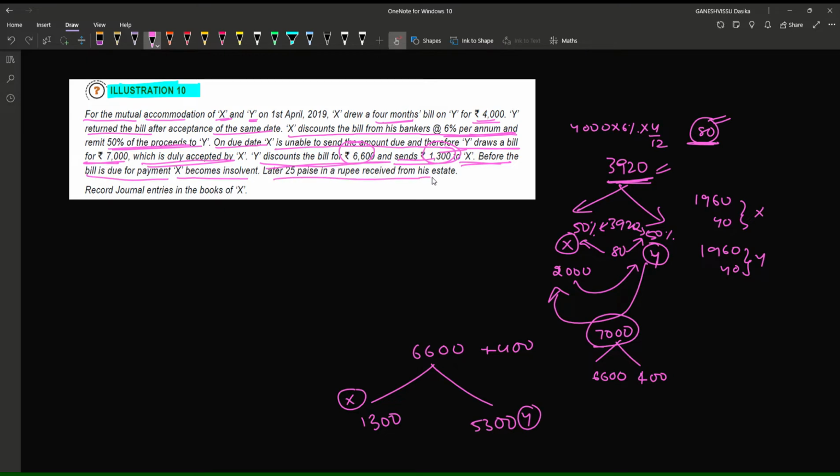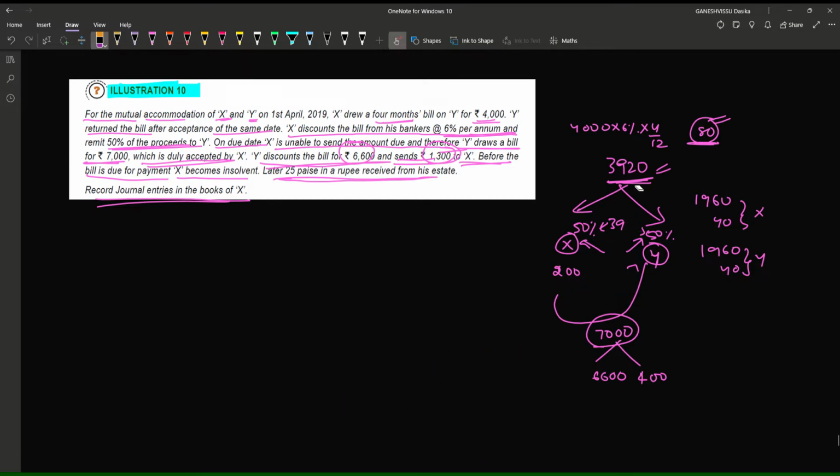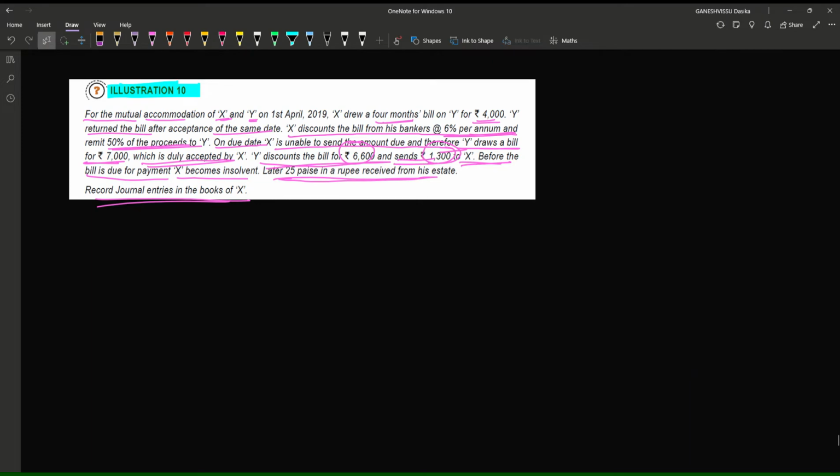Later 25 paise in the rupee could be recovered from his estate. Okay, no problem. So now what we need to do is pass the necessary entries in the books of X. We need to understand what X has to do here. Let me erase all these things.